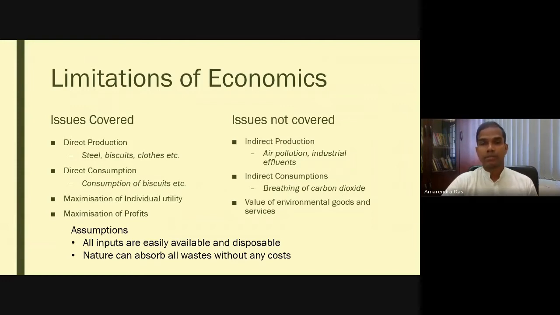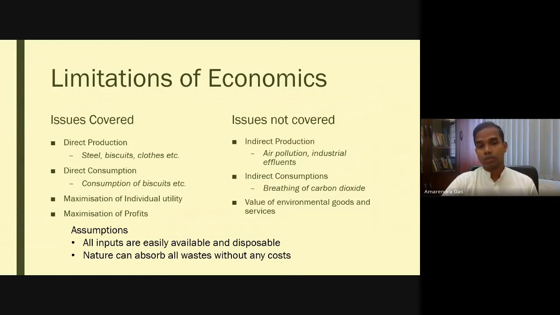For steel, there is a market, there is a price for it. For biscuits, there is a market, there is a price for it. This can be packaged, this can be sold in the market. But air pollution, industrial effluents, these cannot be sold in the market. There is no price for it. So these were never analyzed in the main production analysis. So we can say that in the core economics, we discussed the production of only the direct goods, but we did not consider the indirect productions.